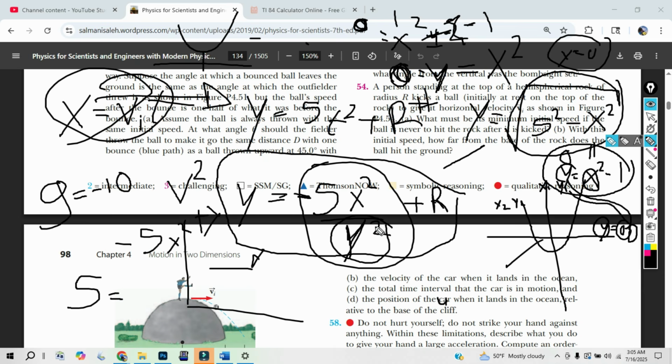Let's put them together. Oh, yeah. If I put these two together and then subtract r to the other side, and then maybe get v squared upstairs, then I would have velocity as a function of x. Maybe that would work.